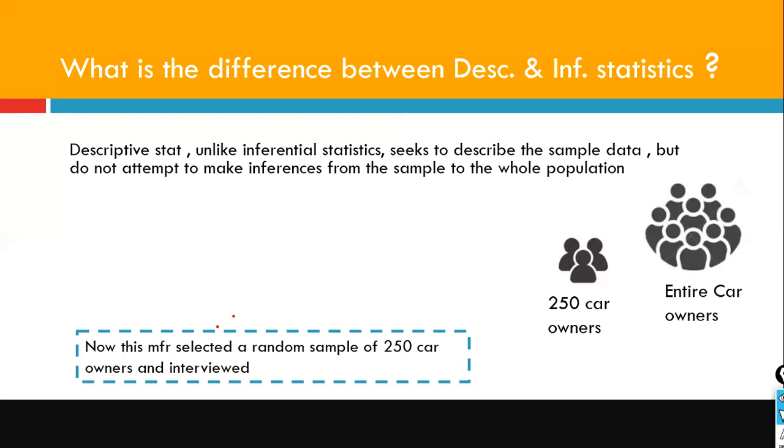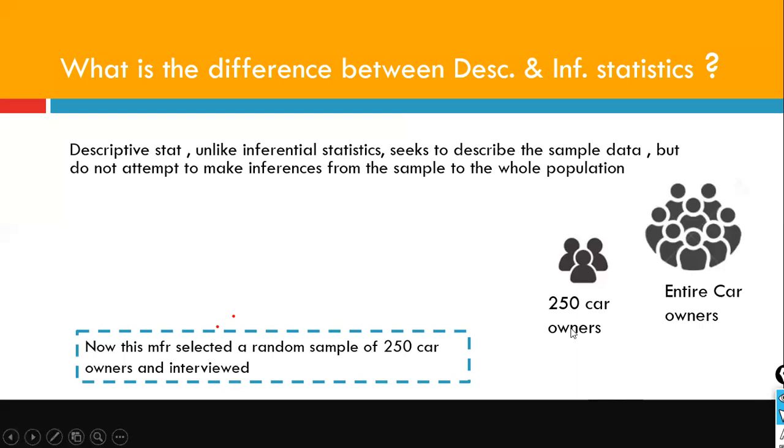No, right? So in this case, the manufacturing company selected a random sample of 250 car owners and interviewed them. By applying descriptive statistics, maybe you can say that on average, 12 times a year the car owners wash their car using the car cleaning powder, which means monthly once. So per month, on an average.